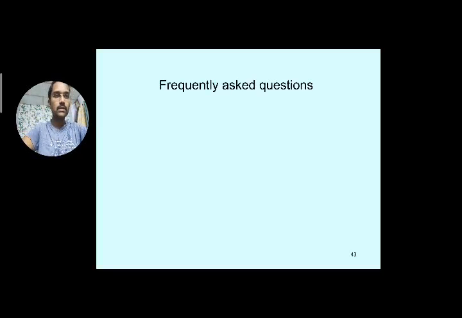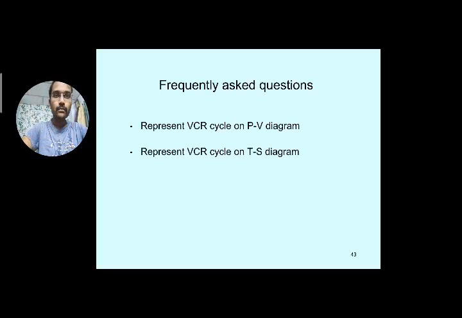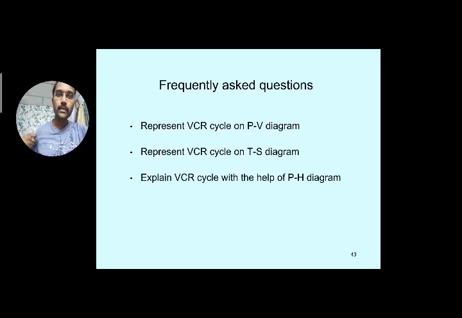You can see some more regarding this quiz and frequently asked questions. So represent the VCR cycle on the PV diagram and on the TS diagram, and explain the VCR system with the help of the pH diagram, the pressure enthalpy diagram. So try to remember those regions, very important regions, and the lines you are connecting at the critical point on the left hand side and right hand side. So practice it, it will be very helpful.